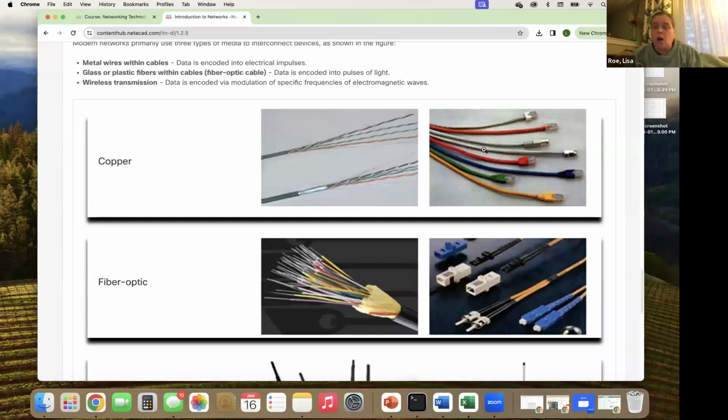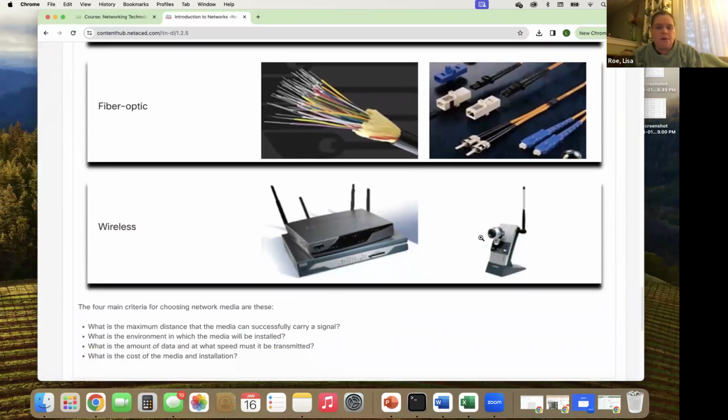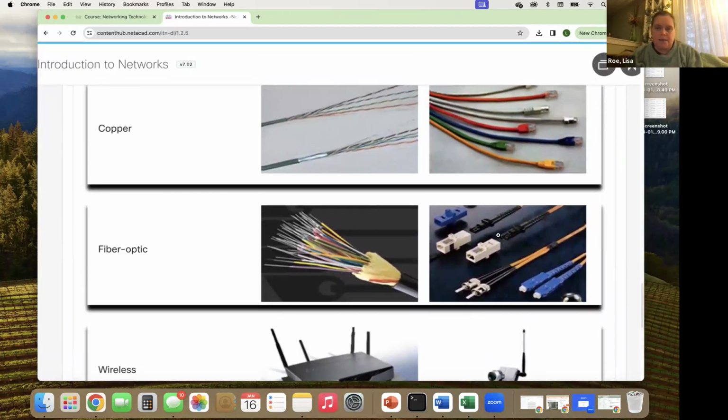It could be a hard wire. It could be different types of hard wire. It could be fiber. It could be copper. It could be coax, right? And we're going to learn all about that in chapter 4. But here's some examples of different media types, right?